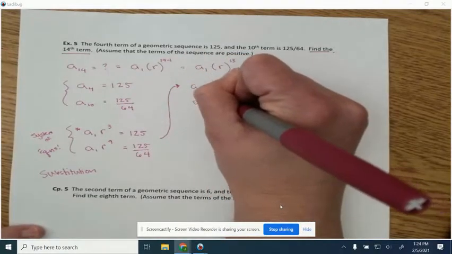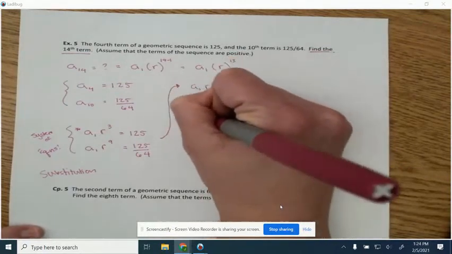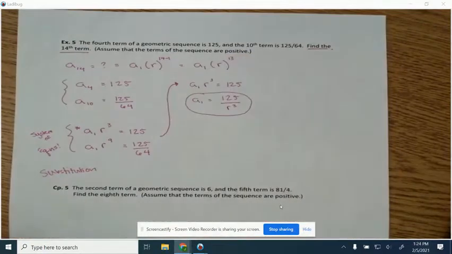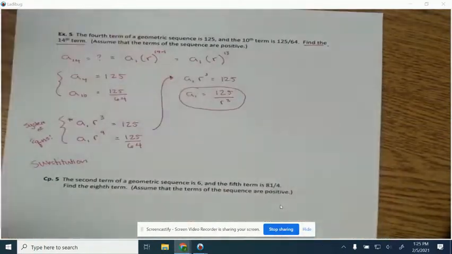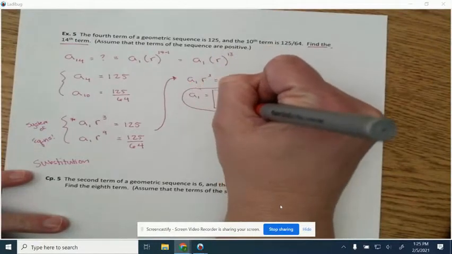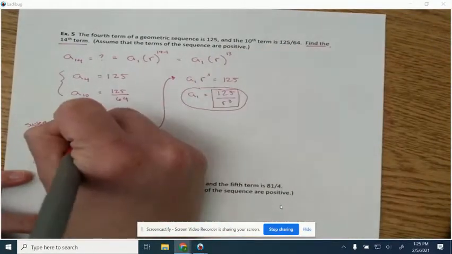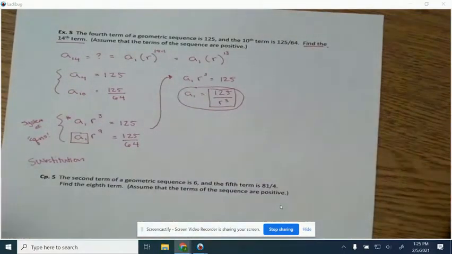So I know that a sub 1 is equal to 125 divided by r cubed, and I kind of have a big mess here, so I'm going to circle it so it can pop out visually for me. Then I take this for substitution. I take this expression right here, and I substitute it in to a1 on the equation I didn't use.